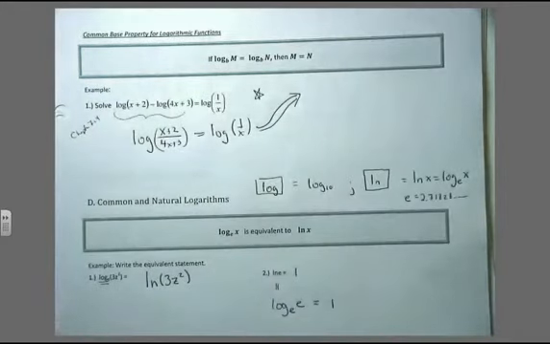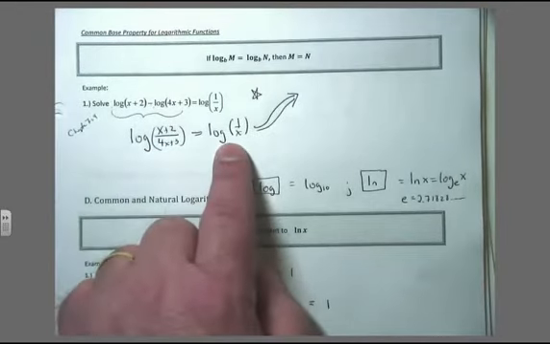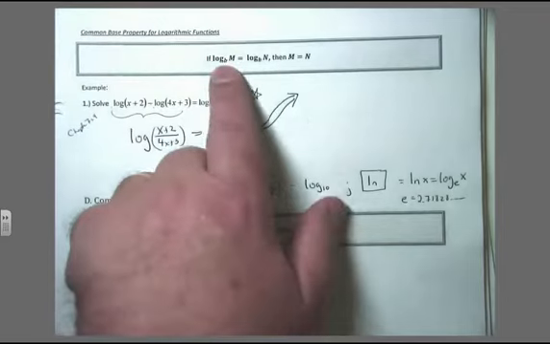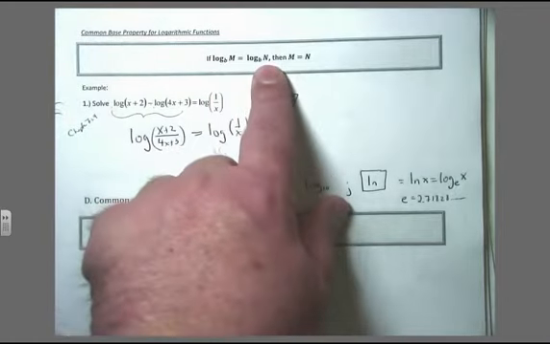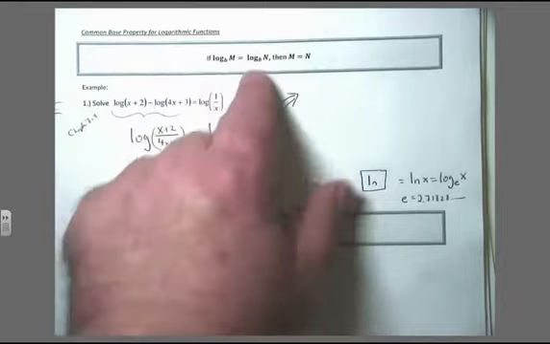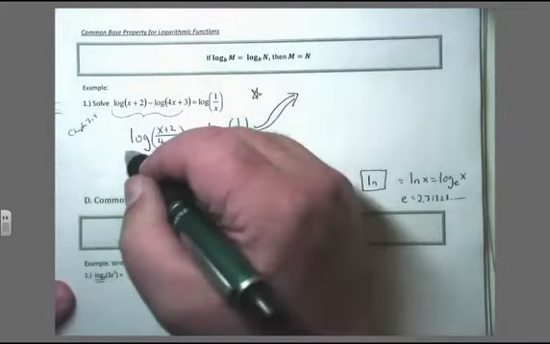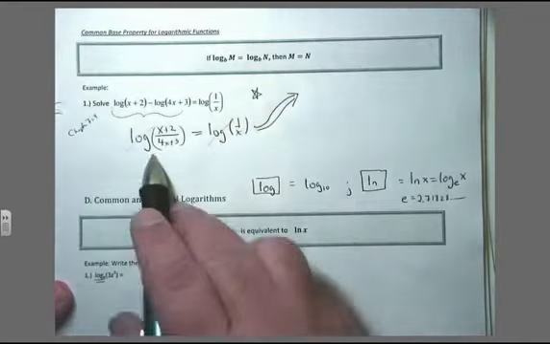According to this property, what are the bases on these logs right here understood to be? 10. And when I have the same logs on both sides of an equation, and I'm trying to solve, what I do to one side, I can do the other. So I can cancel the log on one side, which means I can cancel the log on the other. So you can get rid of the logs. What I do to one side, I do to the other.